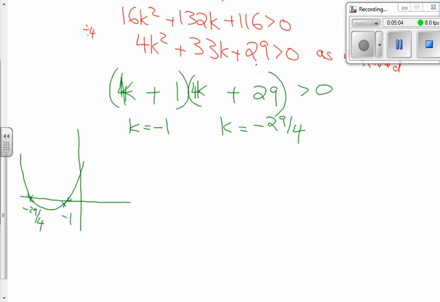When is it bigger than 0? Well, it's bigger than 0 in this bit here, which is when k is bigger than minus 1. It's also bigger than 0 in this bit here, and that's when k is less than minus 29 over 4. Got to do that diagram or an equivalent one to get the full marks.